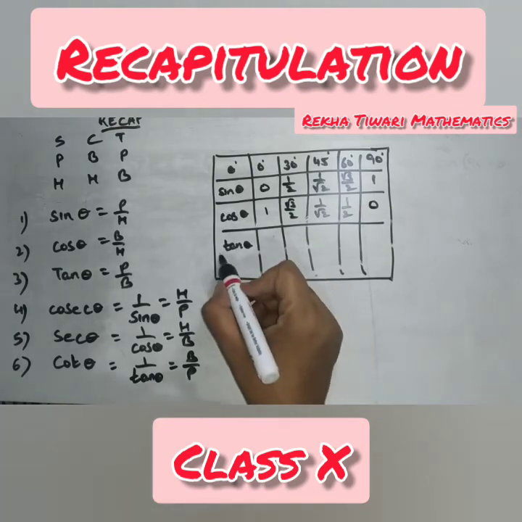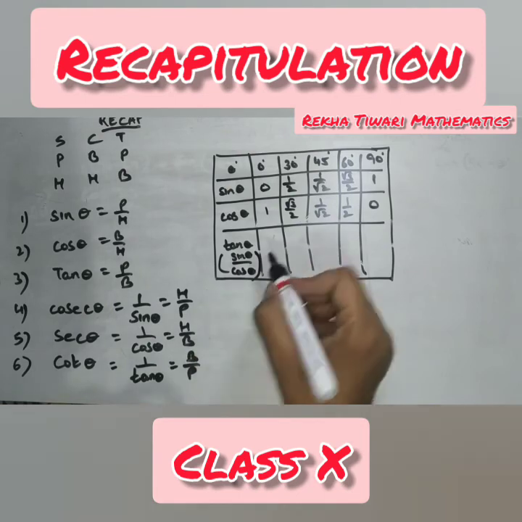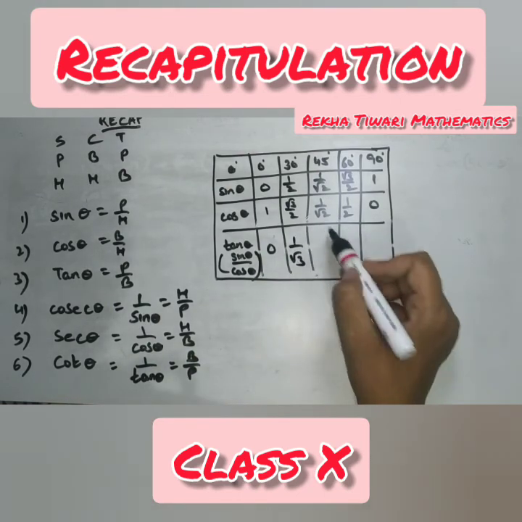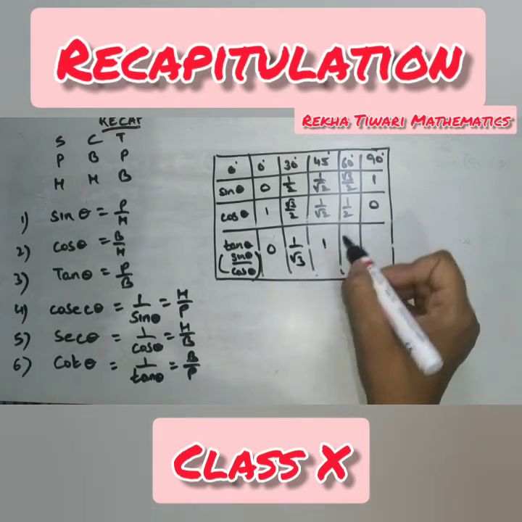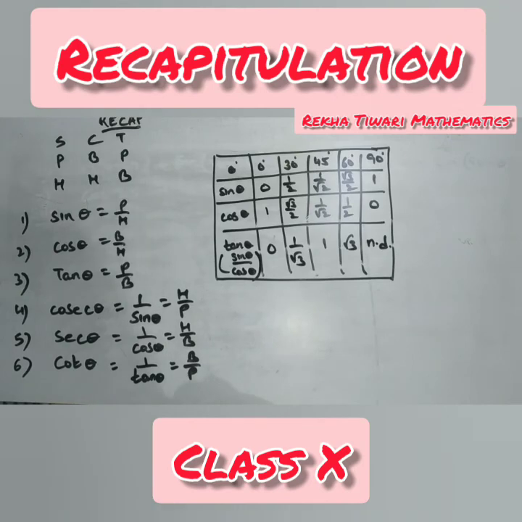And tan theta is what? Tan theta is sin theta upon cos theta. So this is 0 by 1, 0. When you divide these two, you will get 1 by root 3. When you divide these two, you will get 1. Here it comes root 3 and 1 by 0 is not defined. So these are the values of some specific ratio.